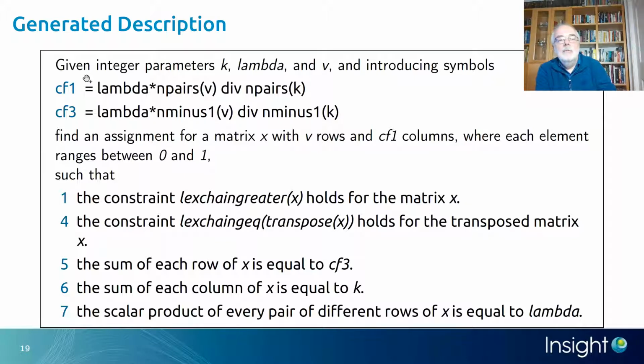And this is the generated description. This is text that a human can read: given integer parameters k, lambda, and v, and introducing symbols, find an assignment for a matrix X with v rows and c of 1 columns, where each element ranges between 0 and 1, such that, and then we have the constraints. And some of the constraints are fairly simple. The sum of each column of X is equal to k, or the sum of each row of X is equal to c of 3, where c of 3 is the formula that we have introduced here. Some of the constraints we are basically not explaining. You have to look them up if you are not familiar with Lex chain creator as a constraint on the matrix.